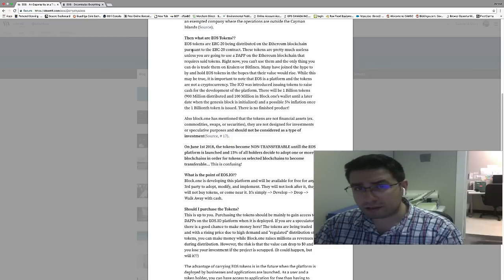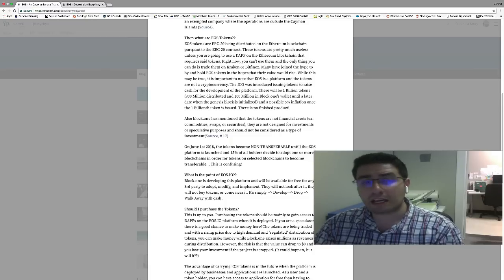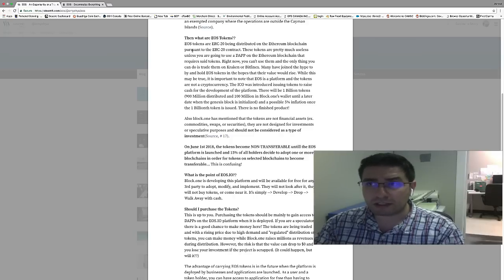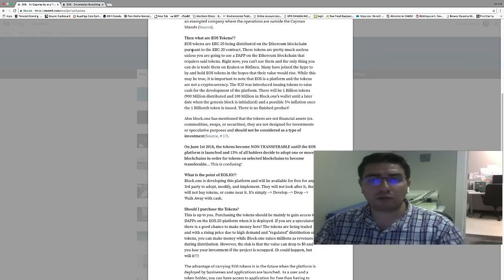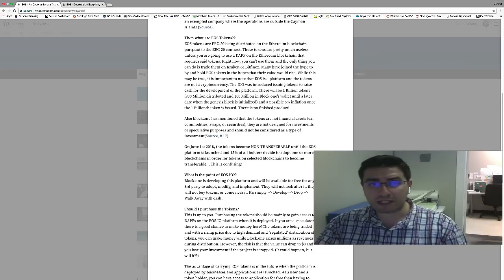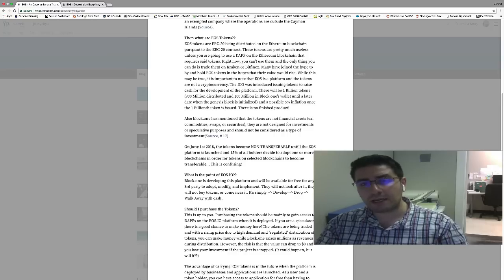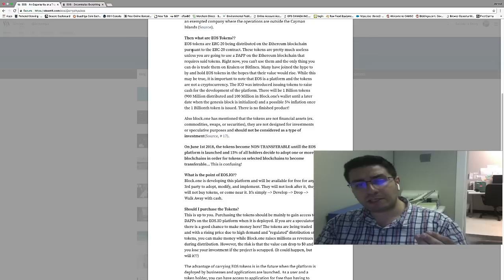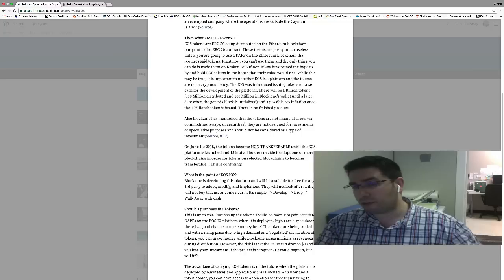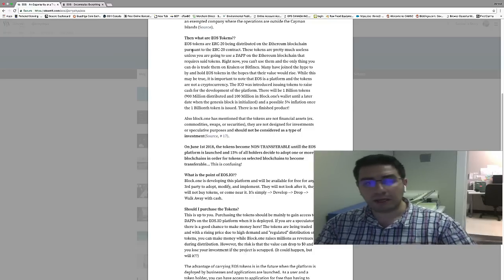And they do clearly state, I just want to repeat this, that it's not to be considered a type of investment. They're selling and distributing them, allowing you to buy them to raise funds for their platform. But the whole purpose of EOS tokens is that right now you can trade them, but on June 1st, 2018, by midnight, these tokens become non-transferable. You can't move them from wallet to wallet or sell them to anybody at all.